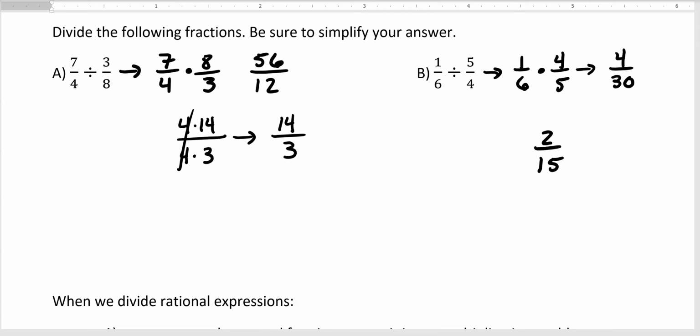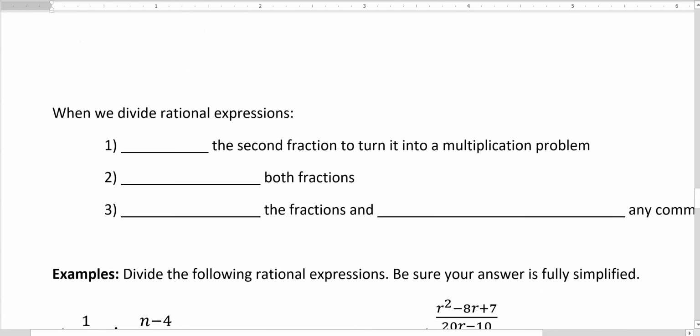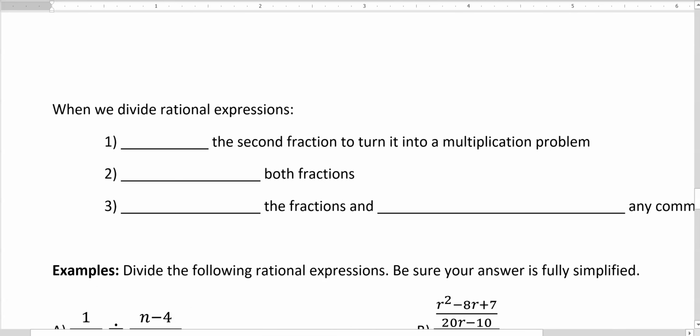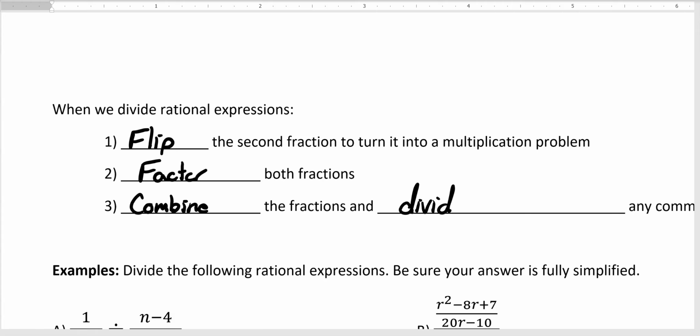Okay, so when we divide rational expressions, we're going to follow these same steps with a little tweak. First thing, we're going to turn it into a multiplication problem. We're going to flip the second fraction, multiply by the inverse. Then we're going to factor both fractions. And then we are going to combine the fractions and divide out any common factors, right?